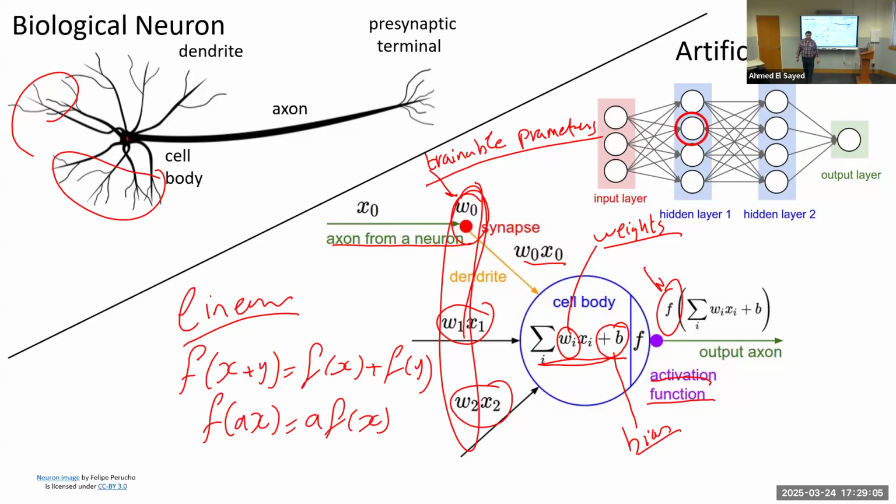Two conditions for the function to be linear: to have f of x plus y equal f of x plus f of y, and f of ax equal a f of x. Any function that satisfies those two conditions is a linear function. Now, does this model a linear model?